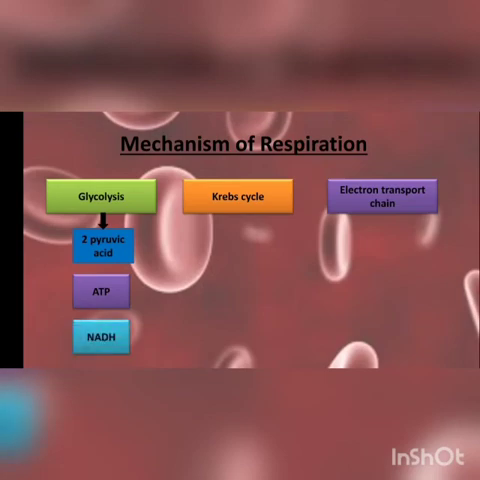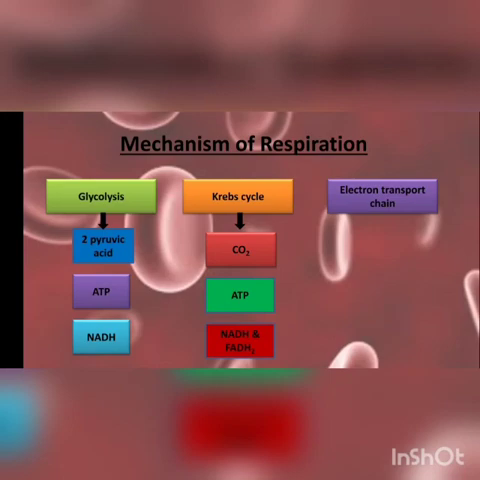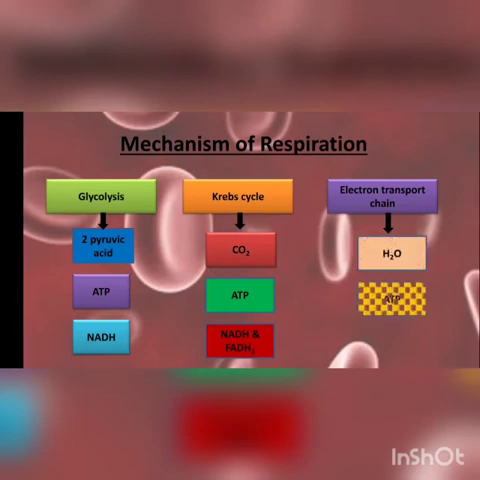Next, the pyruvic acid is completely oxidized in the Krebs cycle and converted into carbon dioxide. Along with carbon dioxide, ATP, NADH and FADH2 molecules are formed. This is the second step of respiration. The final and last step is the electron transport chain. In this, water molecules and ATP are formed. This is the overall mechanism of respiration, that it has three main stages: glycolysis, Krebs cycle, and electron transport chain.